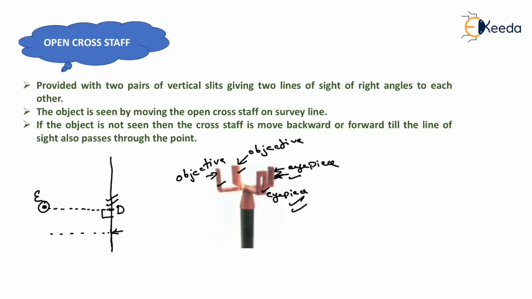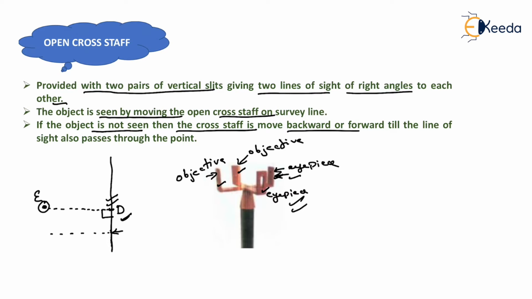So the open cross staff is provided with two pairs of vertical slits giving two lines of sight at right angles to each other. The object is seen by moving the open cross staff on the survey line, which is shown here. Now if the object is not seen, then the cross staff is moved backward or forward till the line of sight also passes through the point. That is known as open cross staff. So with the help of open cross staff, it is possible to set out only a 90-degree offset.